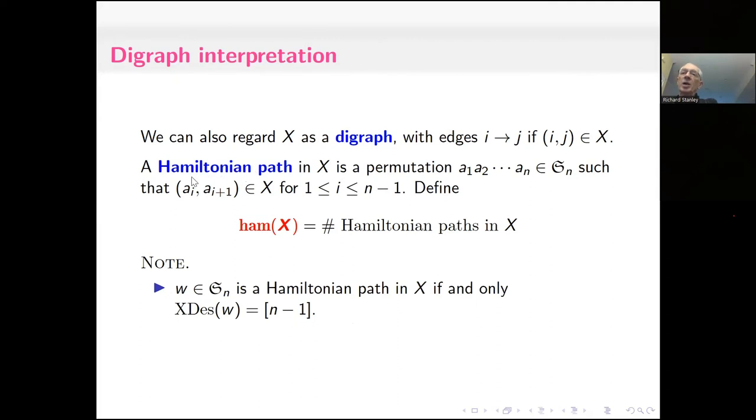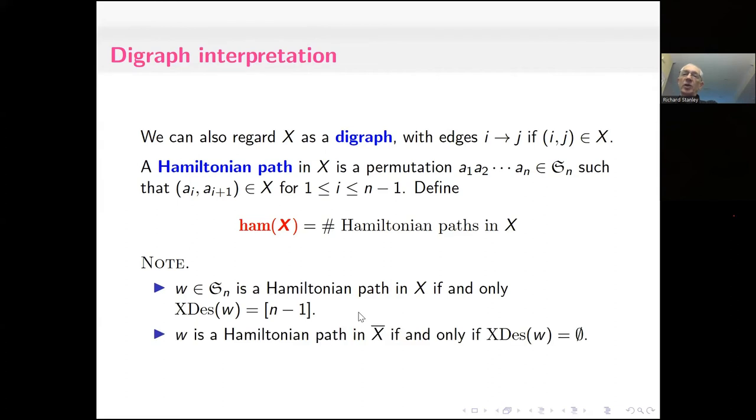Repeating this, it's essentially immediate from this definition, almost a restatement of it, that a permutation in Sn is a Hamiltonian path in X if and only if its X descent set is all of 1 up to n minus 1. That's just a particular coefficient in the expansion of UX in terms of fundamental quasi-symmetric functions. And by applying omega, we got that omega W is a Hamiltonian path in the complement of X if and only if its X descent set is empty.